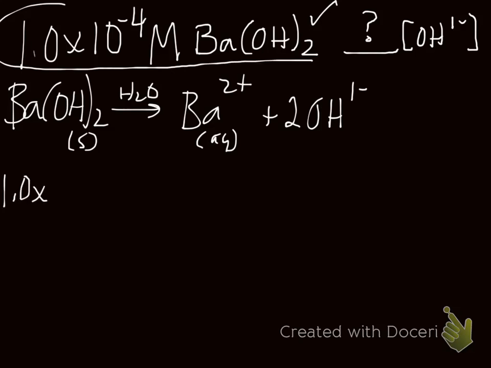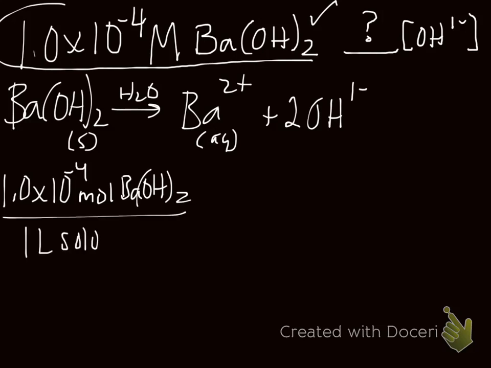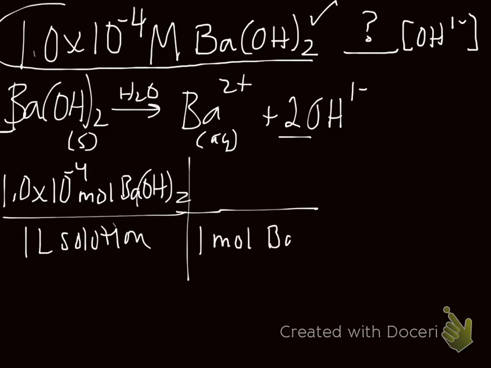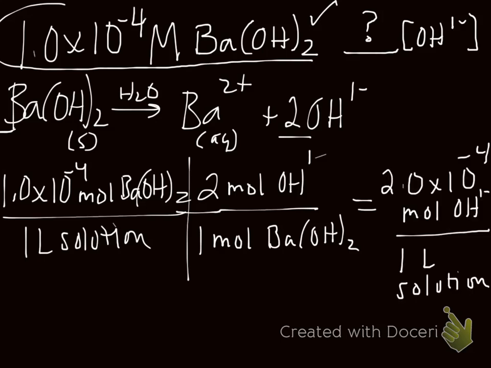So 1.0 times 10 to the negative fourth moles of barium hydroxide in every 1 liter of solution. Okay. And then the next box in our factor label is going to use this mole ratio from our dissociation equation. So we know that for every 1 mole of barium hydroxide that we dissociate, we're going to get 2 moles of hydroxide ions. Okay, so for every 1 liter of this particular solution of barium hydroxide, we are going to have 2.0 times 10 to the negative fourth moles of hydroxide ions.